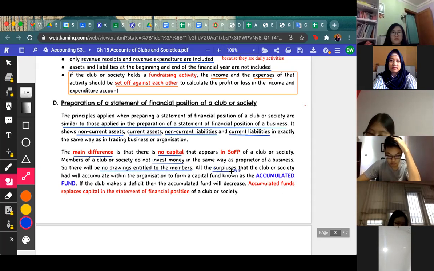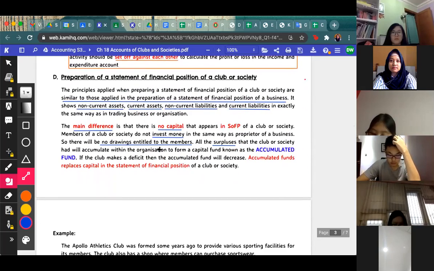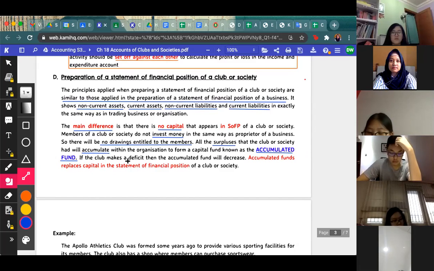All the surplus that you get from the income and expenditure here, yeah, will be accumulated within the organization to form a capital fund that is known as accumulated fund. Okay, so that is why if the club makes a deficit, then the accumulated fund will be decreased. Now, accumulated fund itself replaces capital in the statement of financial position. That's the only main difference from the regular statement of financial positions that you know, yeah?